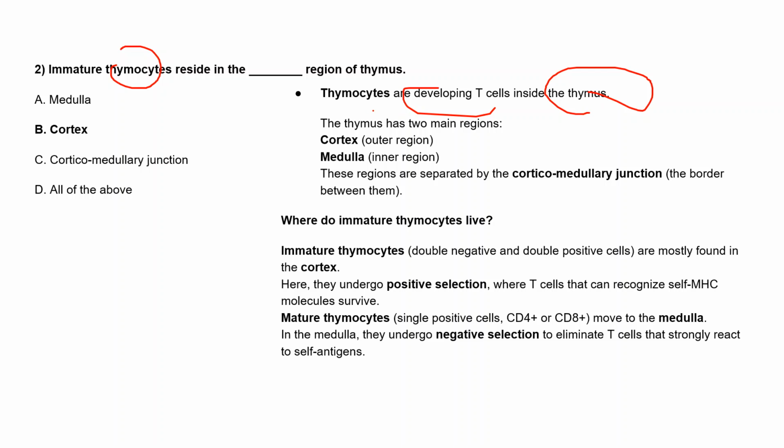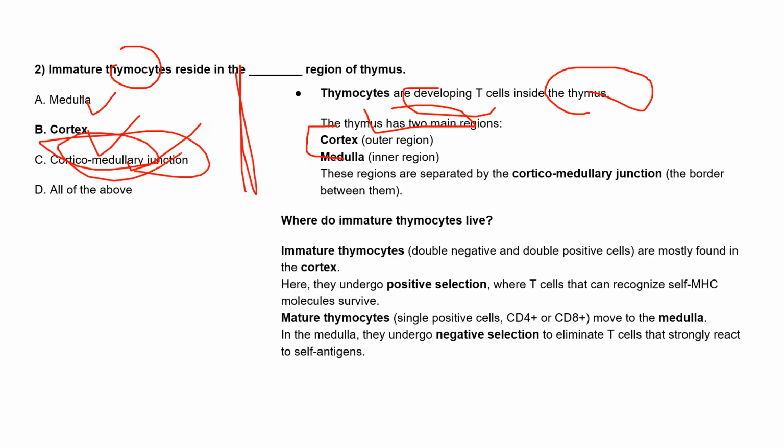The main regions of the thymus are two, that is the cortex and medulla, and there are also corticomedullary junctions. But the main regions are the cortex and medulla, and if the cortex and medulla are separated by a junction, we call it the corticomedullary junction, which is a border between the cortex and medulla. But the main regions are the medulla and cortex.